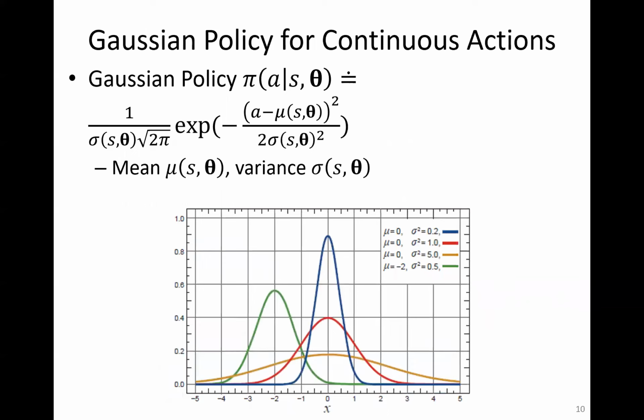And the Gaussian policy assigns the action probability with a normal or Gaussian distribution. So mu is the mean of the Gaussian, the center point of the Gaussian, and the variance sigma represents how sharp or how flat the Gaussian is. So the sharper the Gaussian, the more deterministic your policy is.